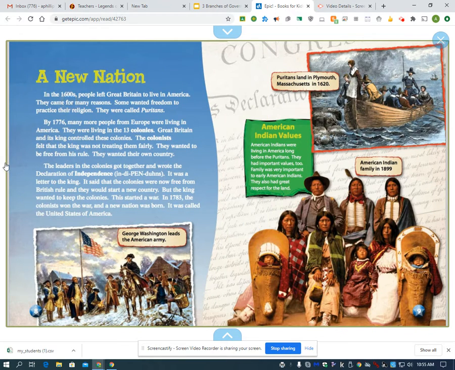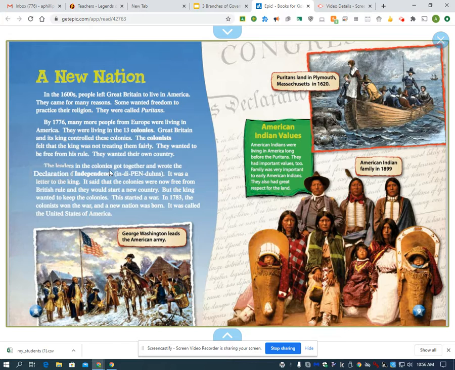A new nation. In the 1600s, people left Great Britain to live in America. They came for many reasons. Some wanted freedom to practice their religion. They were called Puritans. By 1776, many more people from Europe were living in America. They were living in the 13 colonies. Great Britain and its king controlled these colonies. The colonists felt that the king was not treating them fairly. They wanted to be free from his rule. They wanted their own country.